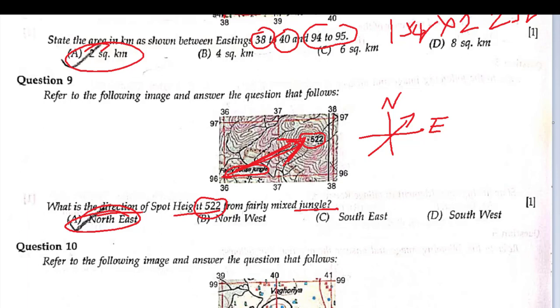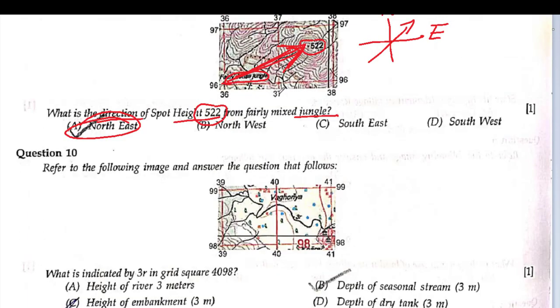Next question, what is the direction of spot height 522 from fairly mixed jungle? From fairly mixed jungle up to that point 522, what is the direction? You can see the direction is like this. So we can say the direction is northeast. The correct option is A, northeast.